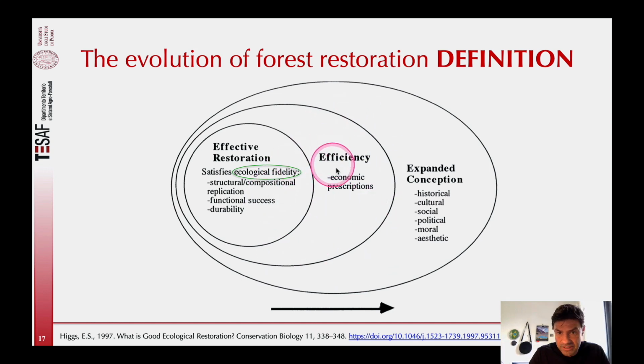And then we moved to more efficiency. So there's a cost to do that, and the cost is very high, and the failure is also high. So it comes from a phase of, okay, let's think about how we can reduce the cost of that. And then the current approach of forest restoration, I would say, also involves other social, political, moral, and aesthetic concepts that we are going to discuss later when I present the forest and landscape restoration concept.